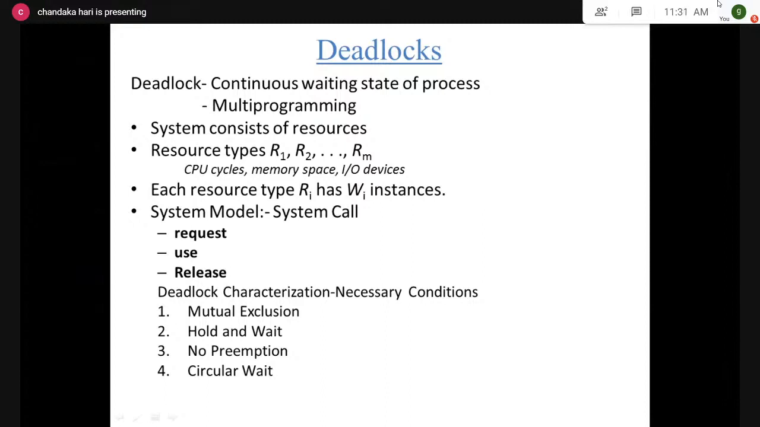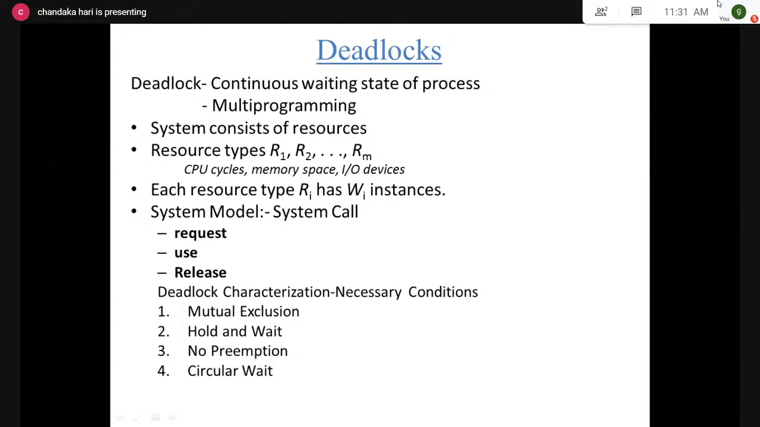So before executing a process, whatever set of resources you require to continue your execution can be obtained by using the request system call. Once the resources are obtained, you're allowed to continue your execution by using the use system call. Once your execution is complete, you need to release the resources by using the release system call. That's it. This is how the system model is implemented.